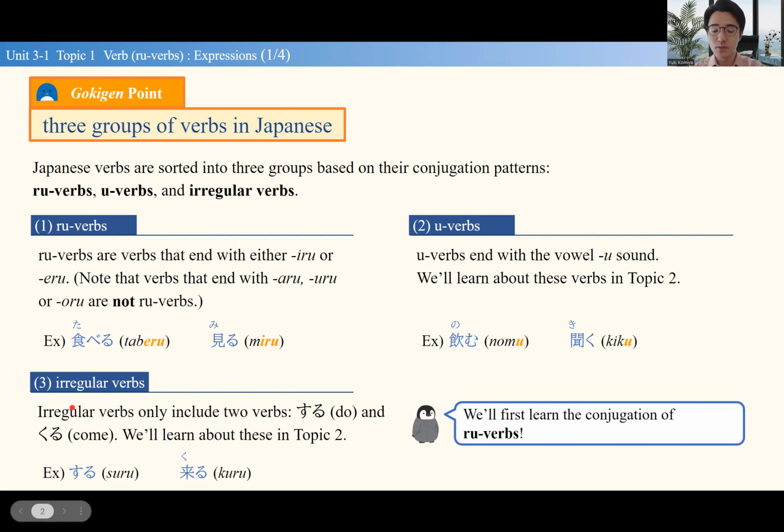Finally, the irregular verbs. Those are the special kind of verbs that conjugate in an irregular way. So there's only two verbs in this category. So suru, to do, and kuru, to come. So these two verbs belong to the irregular category. So we have different conjugation rules for each of these categories. So first of all, it's important to know these three types of Japanese verbs.